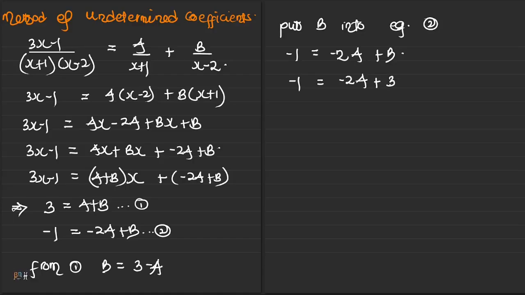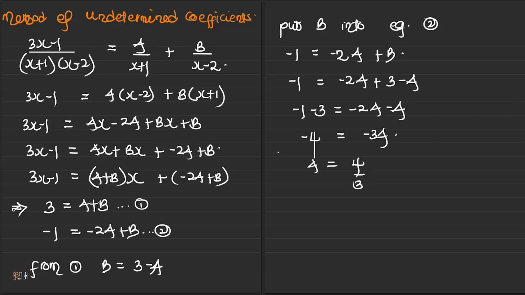Plus 3 minus a. Grouping like terms, let's bring all the numbers to the left hand side. So I have negative 1 minus 3, which is equal to negative 2a minus a. That gives us negative 4, which is equal to negative 3a. Making a the subject, we have a equal to 4 over 3.